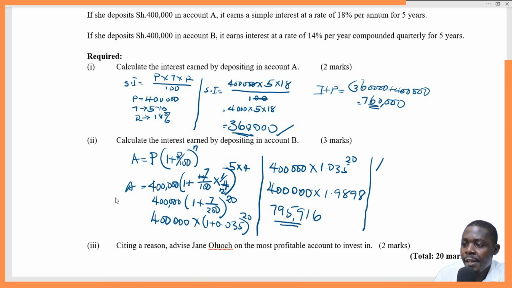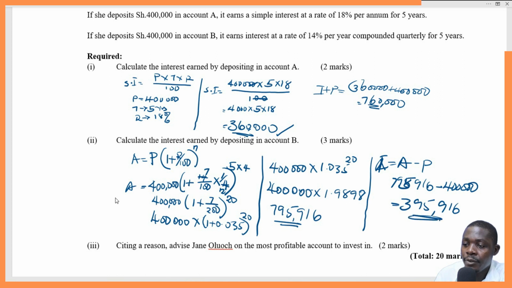In this case, interest equals amount minus principal. The amount you are getting is 795,916, minus the principal you invested, which was 400,000, which gives you 395,916. To that, you get 3 marks.